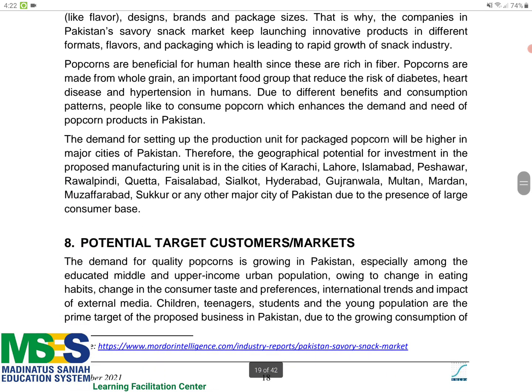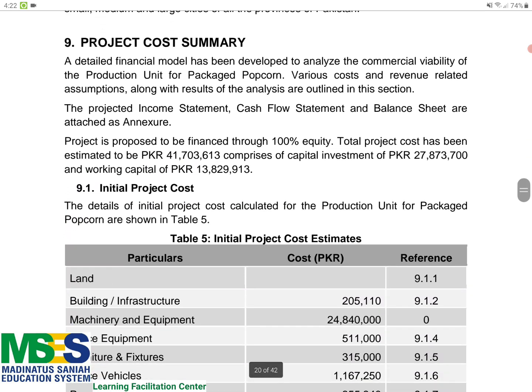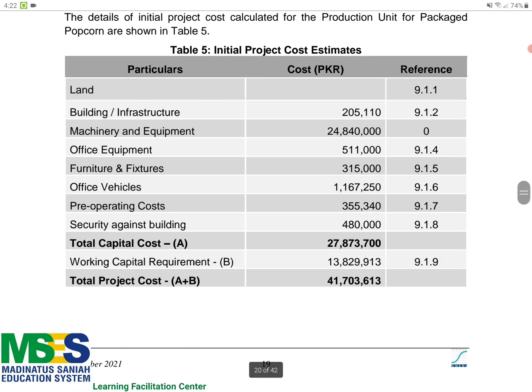So let's move forward. Project cost. Bring out the table. Initial project cost. What is the total initial project cost? 41 million, 703,630. Okay, 41 million. Now this is way beyond the limit that I had set. I had set the limit of 5 to 6 million, but still, let's go on with it.